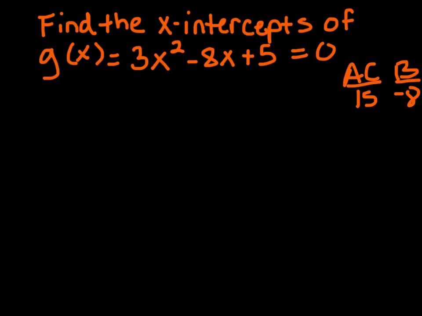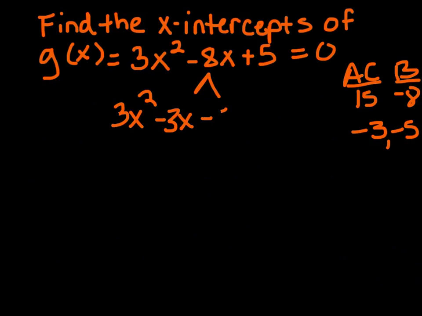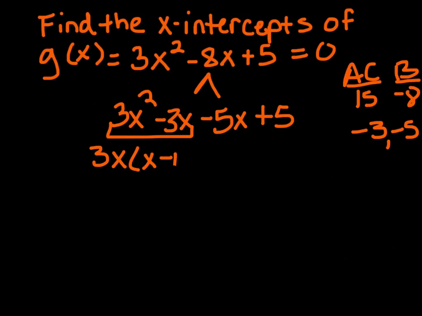Factors of positive 15 that add to get negative 8. And then you think and think and think, and then you get negative 5 and negative 3. Or negative 3 and negative 5, either way. So we're going to split the middle. So we've got 3x squared minus 3x minus 5x, because that still equals minus 8x, plus 5. And we group. Now out of here we can get 3x, and then we factor out x minus 1.